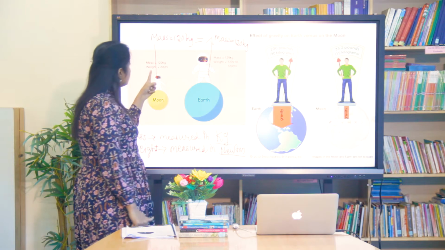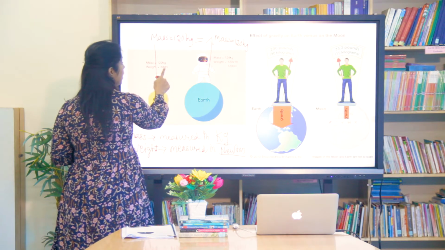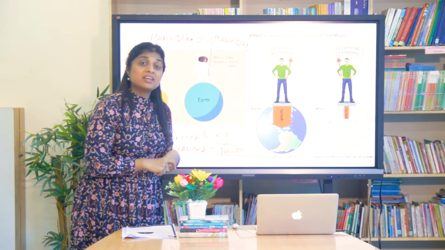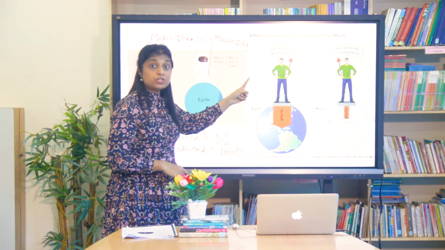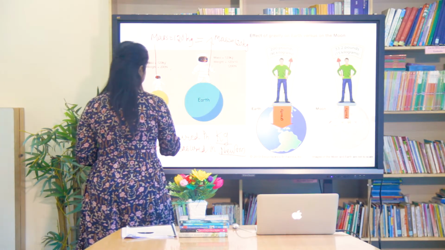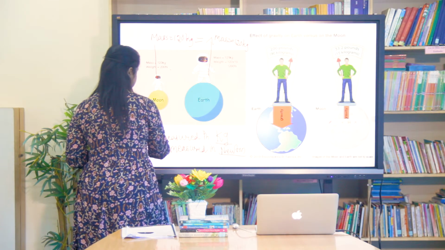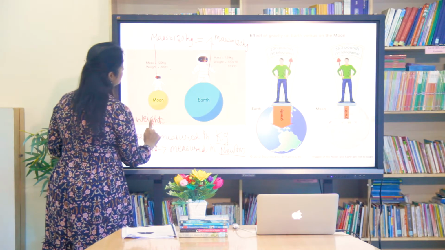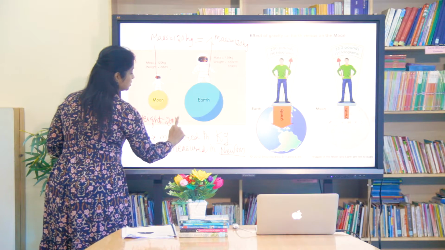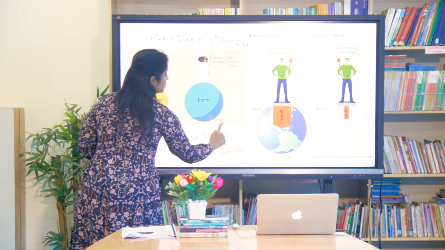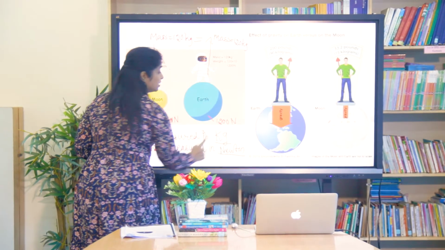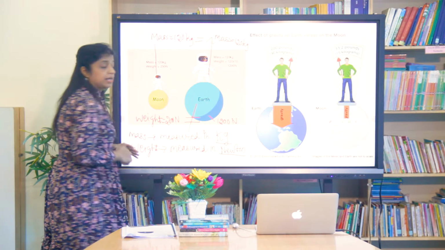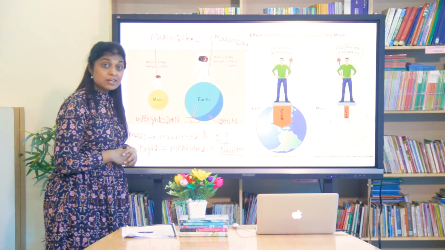Okay, but what about weight? Weight is 200 Newton on the moon, and here weight is multiplied by 10 and it gives you 1200 Newton on the earth. Is it equal? No, it is not equal, isn't it?